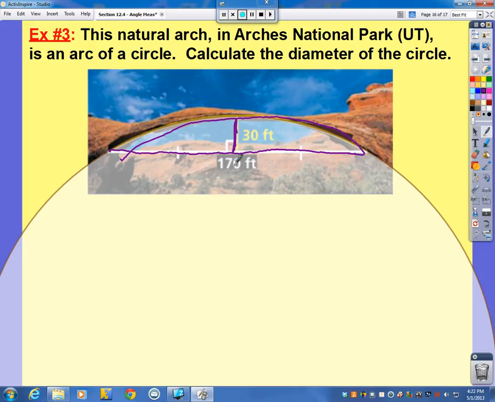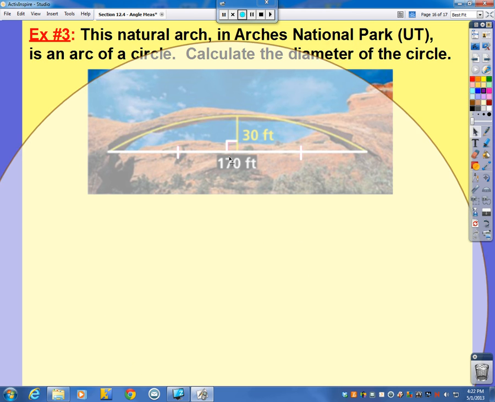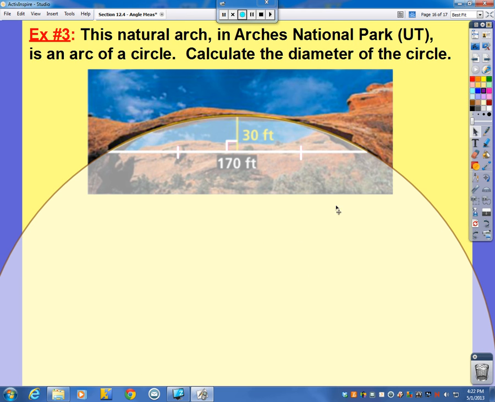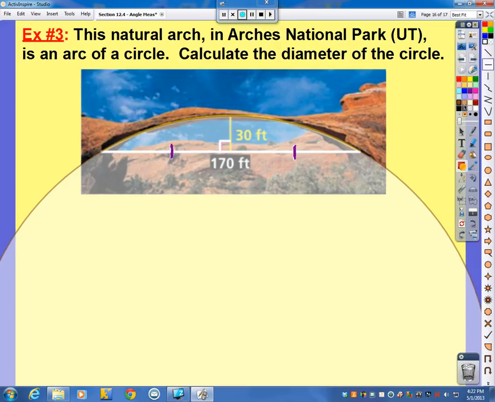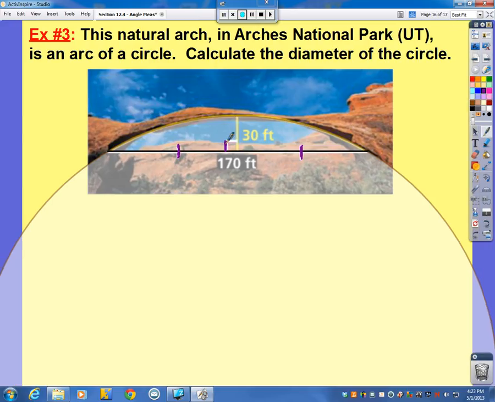We know this guy's 30. So now we've got something to work with here. We want to know what's the diameter of this circle. Okay, well, let's see what we've got going on here. Let's make this a shade more transparent. There we go. All right, notice this says this piece is congruent to this piece on this chord. And let me make that chord just a hair darker. Let's go black, why not? All right, and this piece is perpendicular.